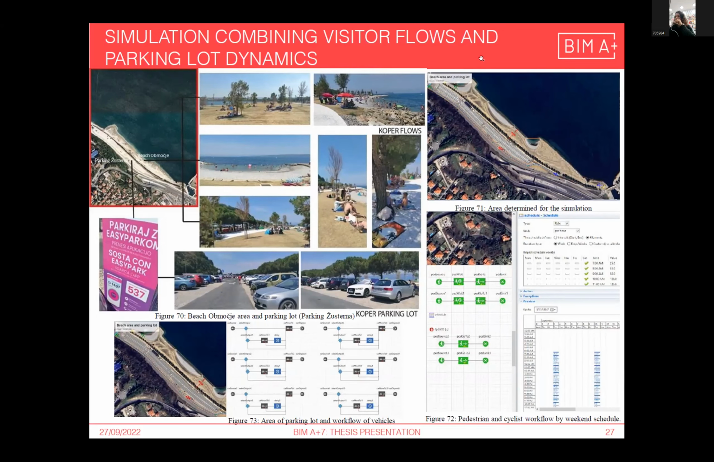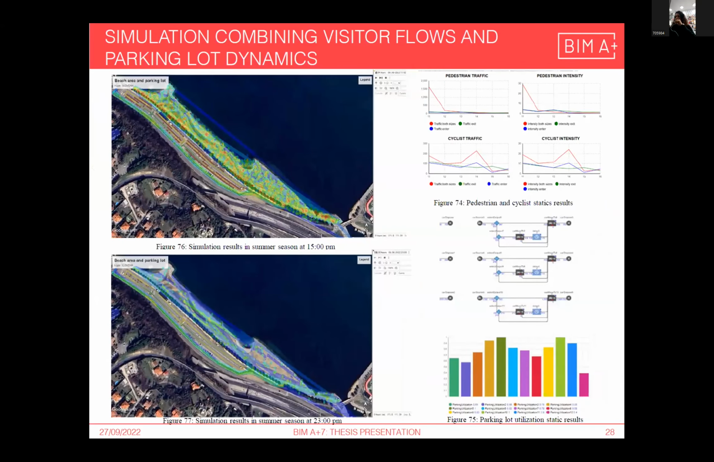This is more in detail, for example, a result of the simulation in summer season at 3 p.m. exactly. And the second one is a simulation result in summer season at 11 p.m. For example, how different the occupation of the area is in summer. And we can obtain pedestrian traffic, cyclist traffic, and the different statistics from the workflows.